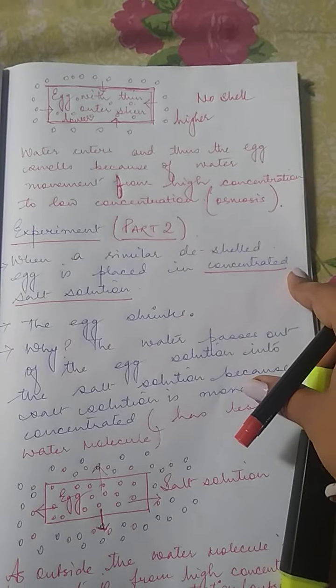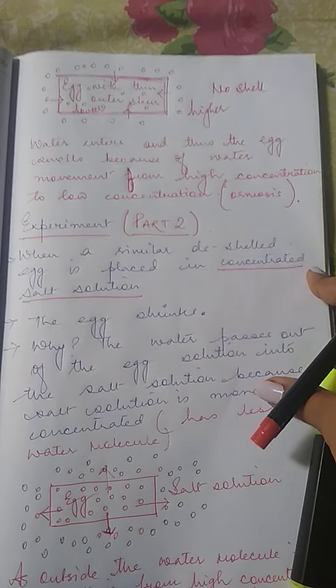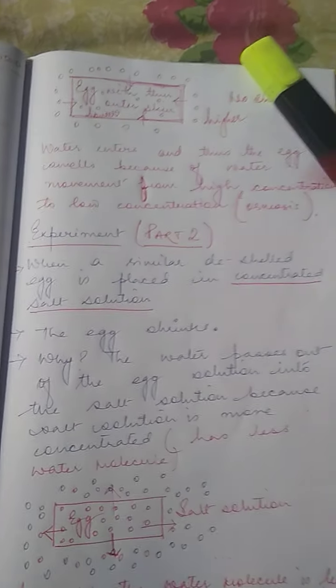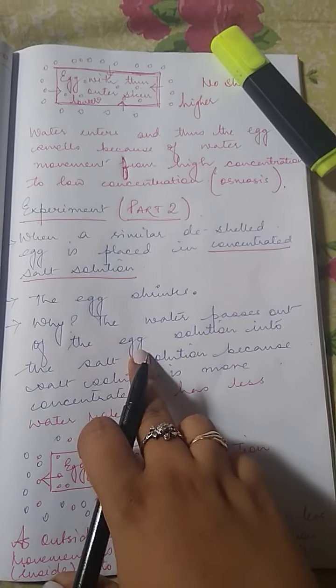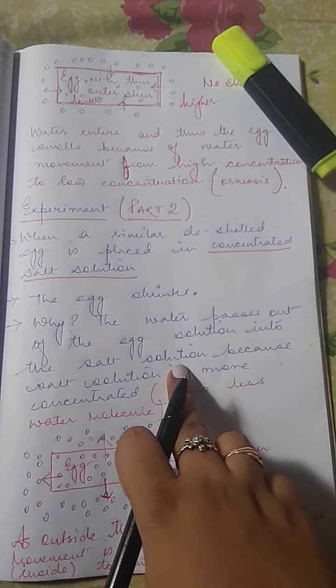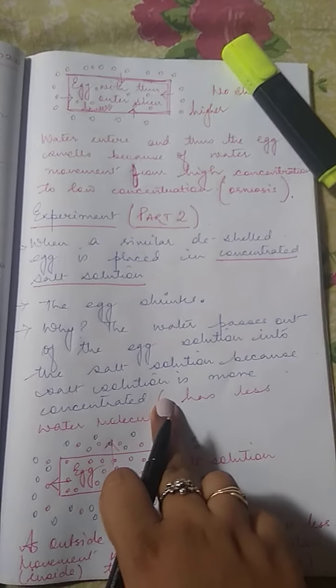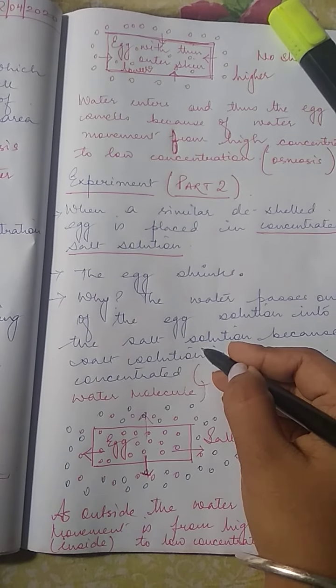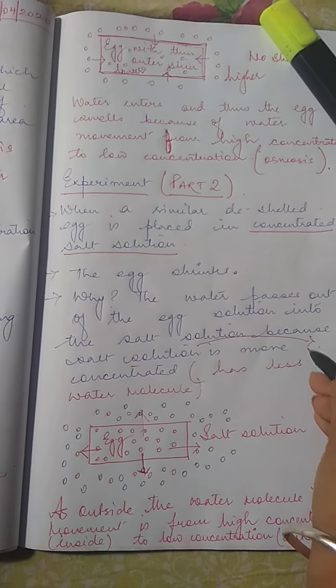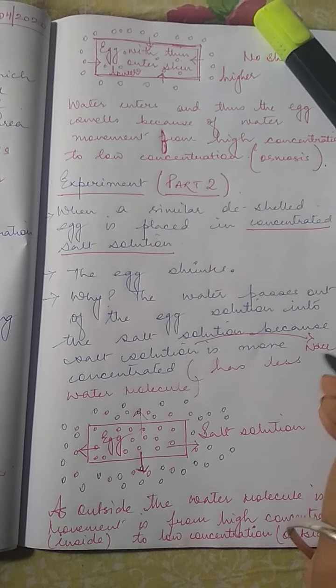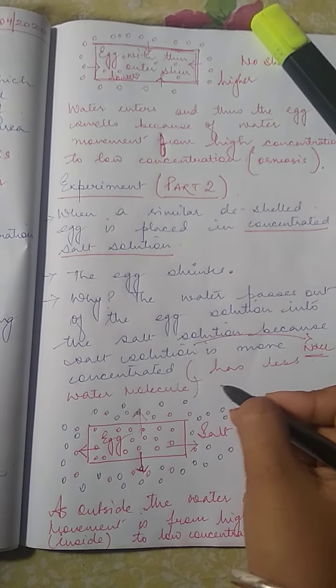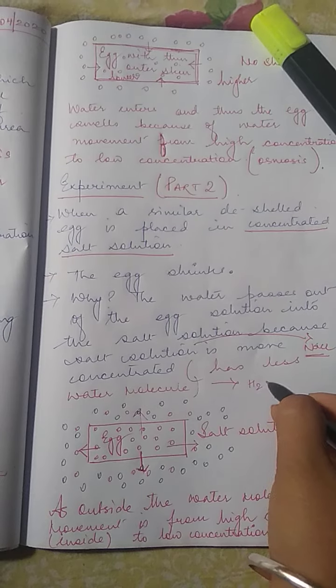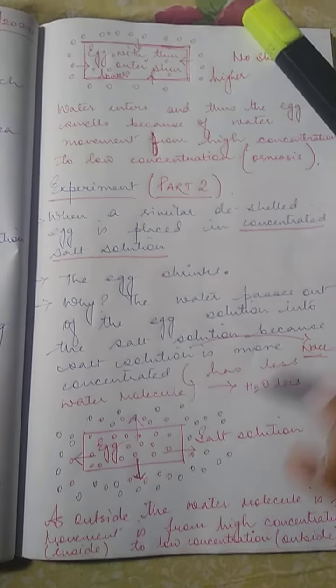The second part of the experiment, here again you are taking a de-shelled egg and it is placed in concentrated salt solution. Now the egg shrinks. The egg is shrinking. Why? The water passes out of the egg into the salt solution, because the salt solution is more concentrated. The salt solution is having your NaCl. Water molecules are less. H2O is less.